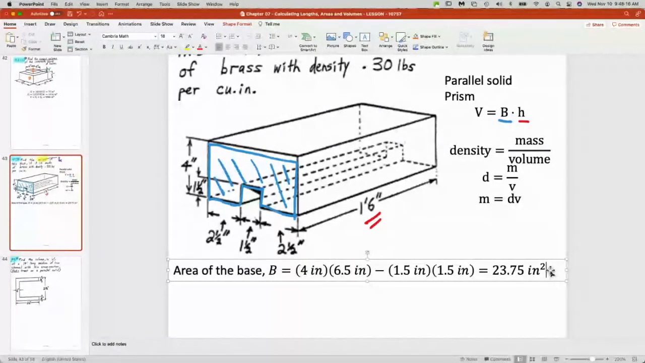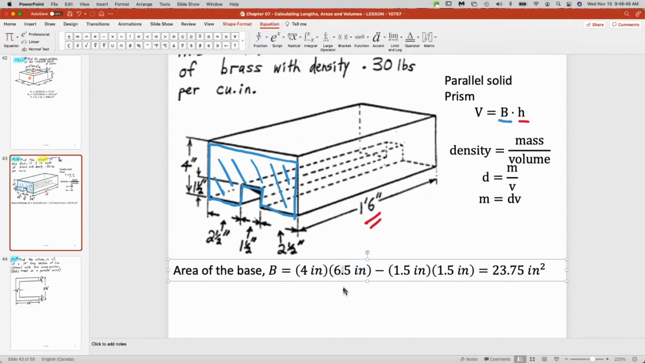Okay, first things first, I found the area of the base as follows. I found the area of the blue rectangle all the way through. The blue rectangle is 4 inches by this. Now, what is that overall length there? That length is going to be 2.5 plus 1.5 plus 2.5. So 2.5 and 2.5 is 5, and then 1.5 more is 6.5. That's why I got 6.5 there.